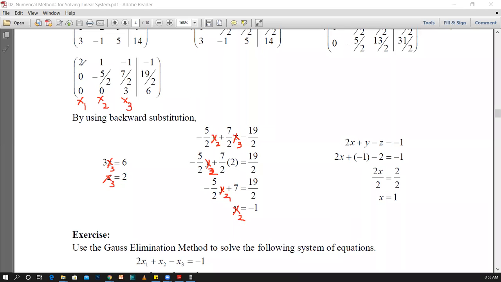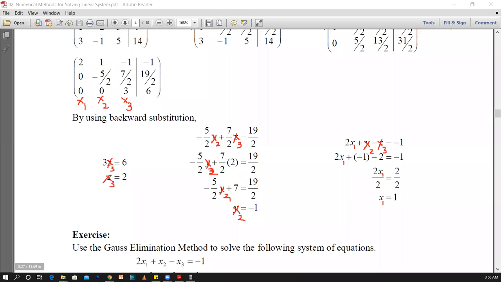And thereafter you will use the first row. In the first row you can see that 2 times x1 plus x2 minus x3 equals minus 1. But you have already identified the values for x2 and x3. If you substitute x2 and x3 in an appropriate manner, then you can get the value of x1 as 1. Therefore, x1 equals 1, x2 equals minus 1, and x3 equals 2.